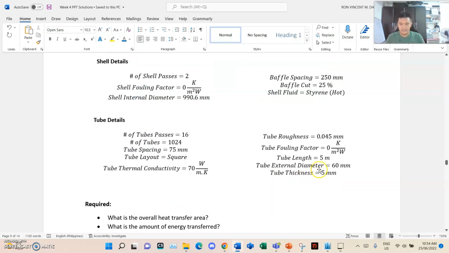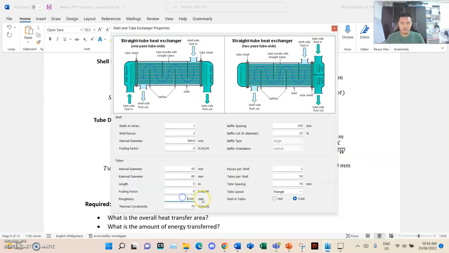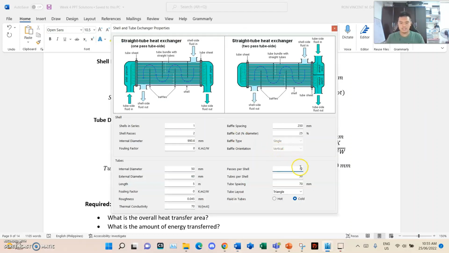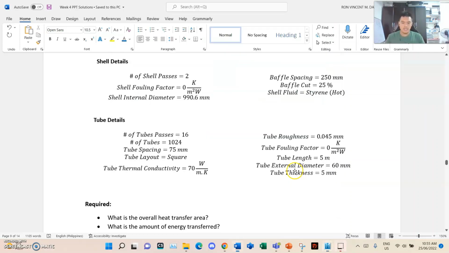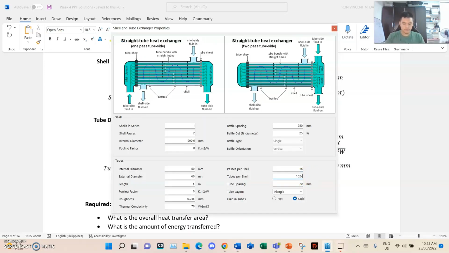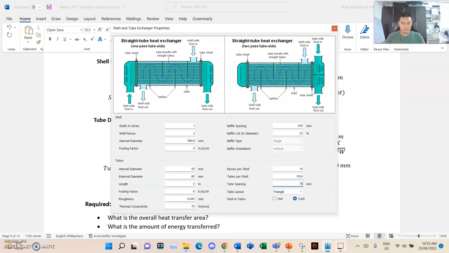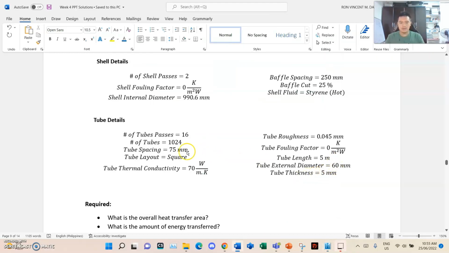Alright, then the length is 5. The fouling factor is 0. The roughness is 0.045 millimeters. The tube thermal conductivity is 70. Passes per shell is 16. And then the number of tubes per shell is 1024. The tube spacing is 75 millimeters. And then the tube layout is square.